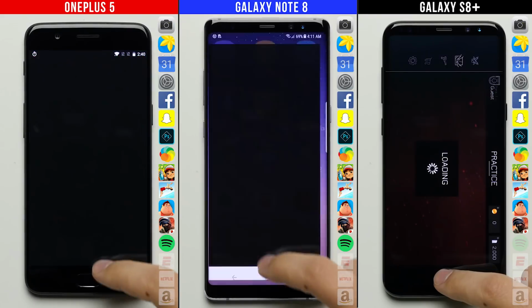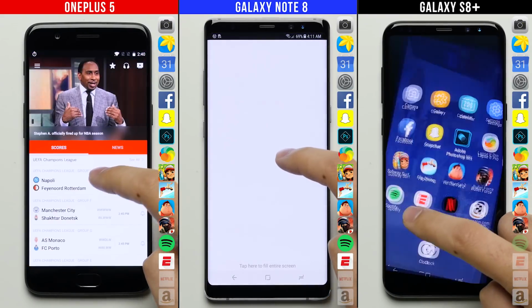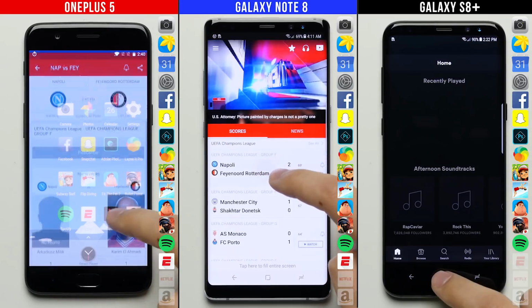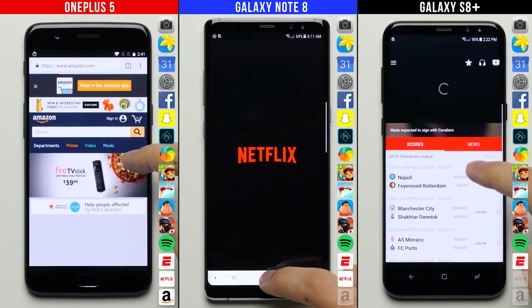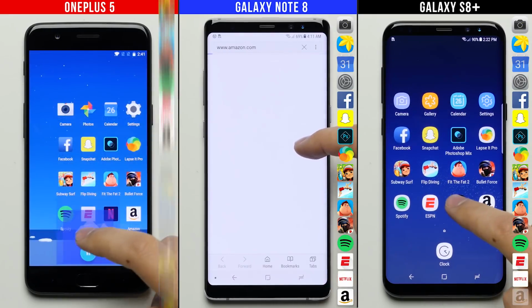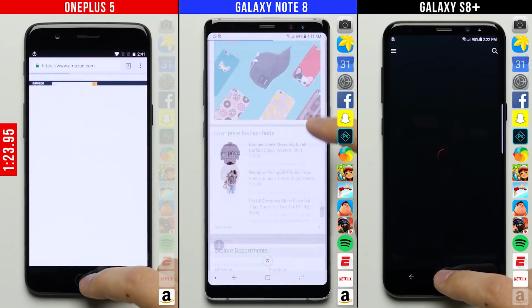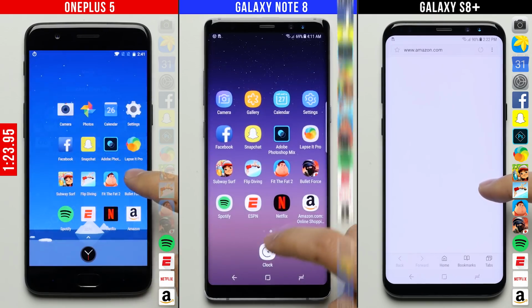Alright, so the Note 8 and the OnePlus 5 move on to the last row, where the OnePlus 5 actually takes the lead, blazing through Spotify and just bursting through ESPN. So a late lead change here in the first lap. Let's see if the Note 8 can recover. And no, it loads Netflix up at a slower rate, allowing the OnePlus 5 to finish lap 1 first with a time of 1 minute and 24 seconds, with the Note 8 coming in a full 7 seconds later with a time of 1 minute and 30.